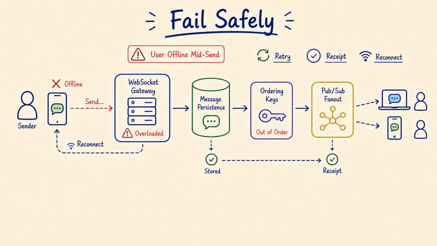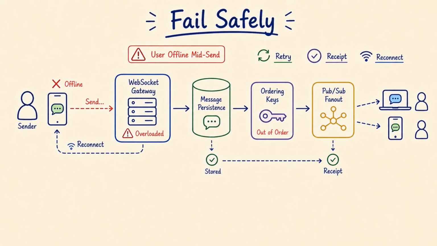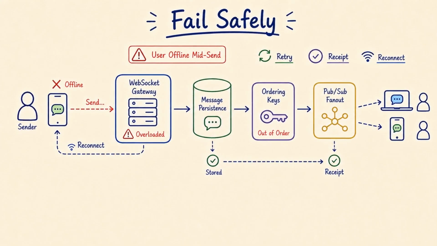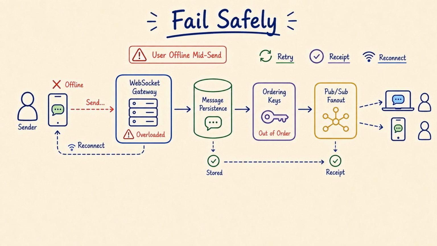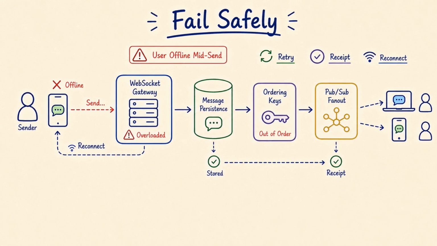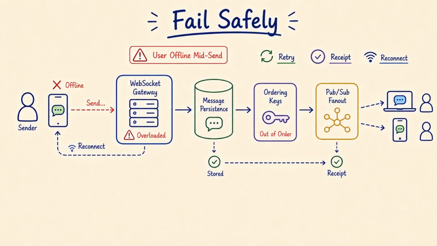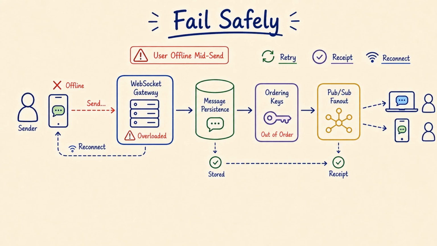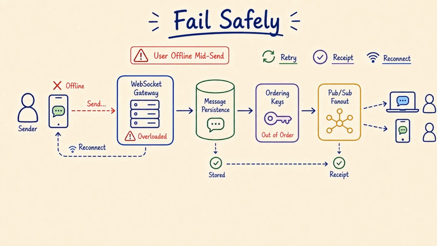Now I challenge the design with a failure question. Ask what happens when a user goes offline mid-send. The WebSocket tier is overloaded, or the same message fan-out reaches several devices out of order. If the diagram cannot answer that honestly, it is not ready.